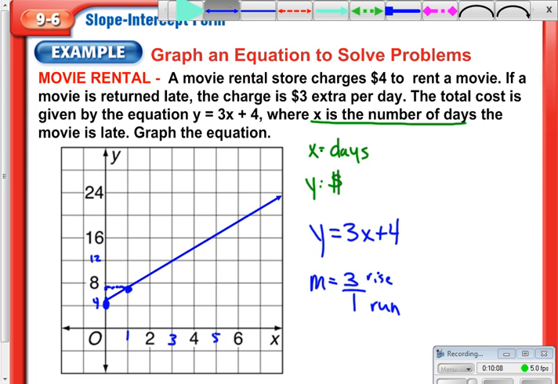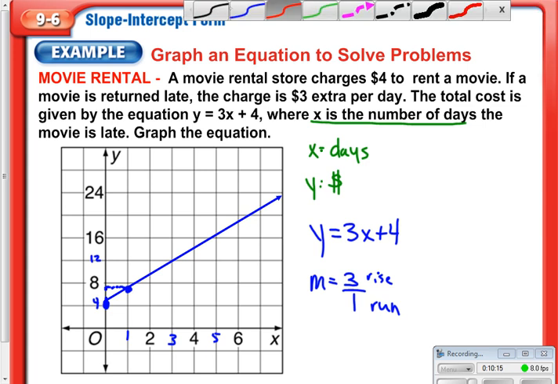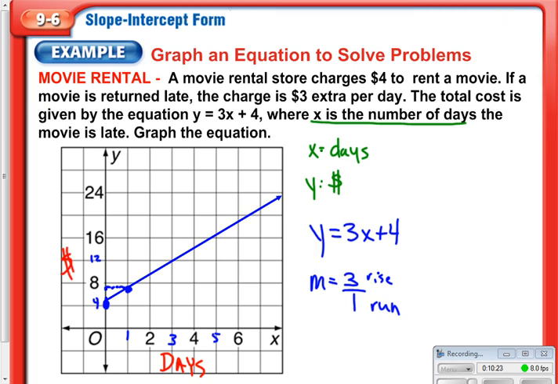That helps us determine the cost from the number of days late, and I'm going to go ahead and label this. This is X values talking about days, and this would be talking about cost. So we'll label that. So if you put your finger on 1 day and you went up and hit that line, you would say that your cost is about $7.